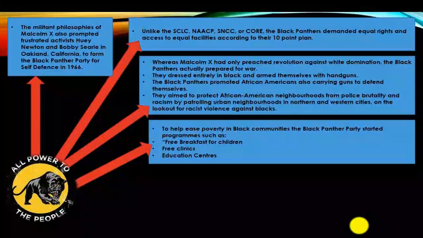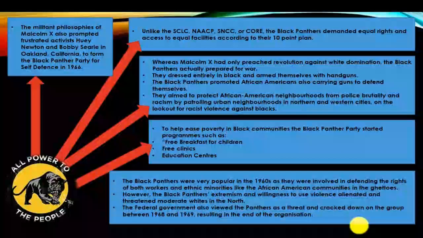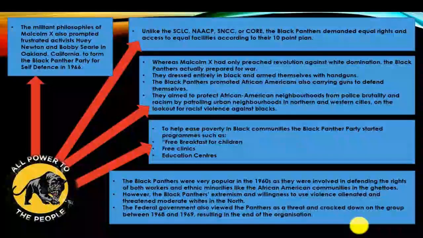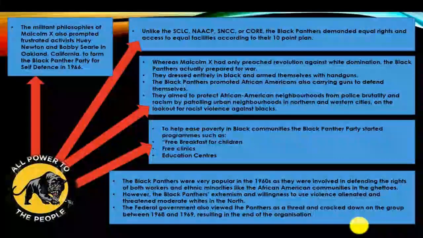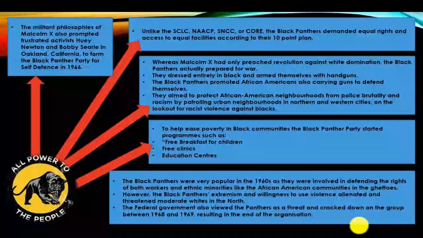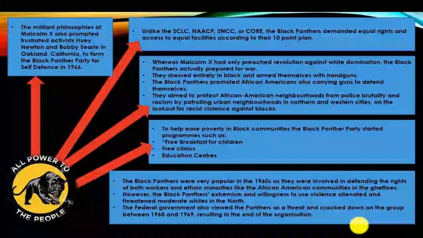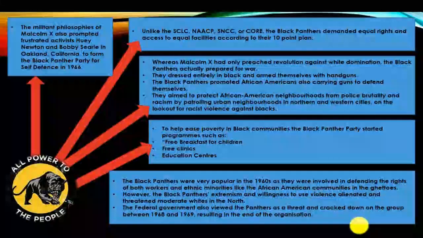To help ease poverty in black communities, they started programs such as the Free Breakfast for Children program, the free clinics, the free education centers, and also provided groceries to people in need. They were very popular in the 60s as they were involved in defending the rights of both workers and ethnic minorities. But the extremism and willingness to use violence alienated and threatened moderate whites in the north, and the federal government also viewed the Panthers as a threat and cracked down on the group between 1968 and 1969, resulting in the end of the organization.